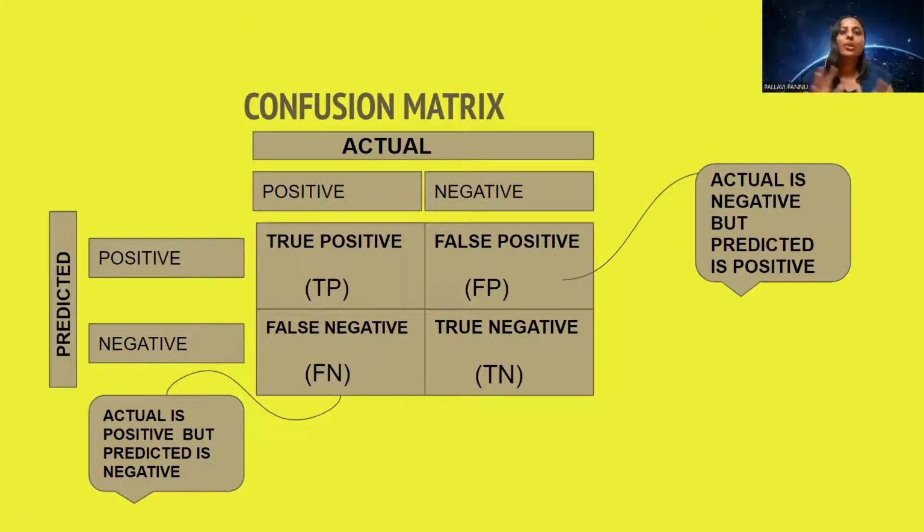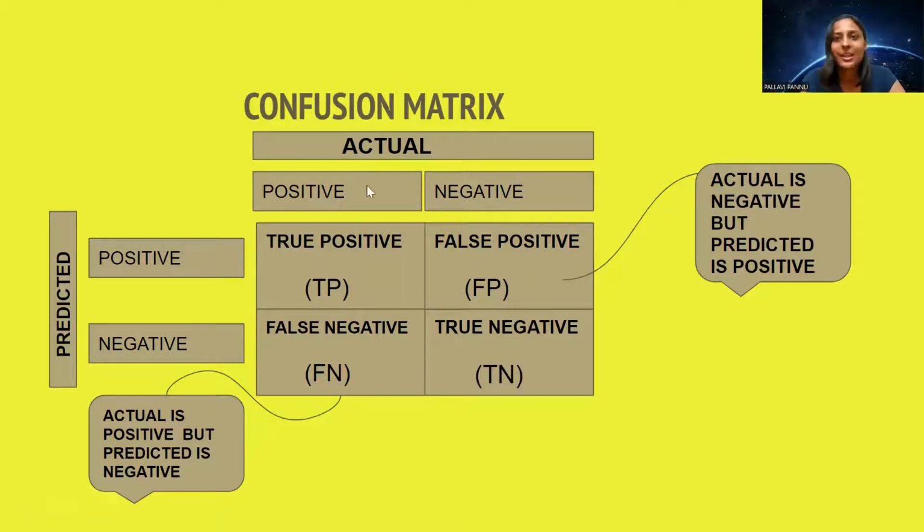So now you have drawn your confusion matrix. Now we have to decide what it actually means. You can easily decode it from the graph itself. False positive means actually it was negative, but it is predicted by the model as positive. Next, actually it was positive and predicted was negative. Here, actual was negative and predicted was positive. So false positive, and here false negative.